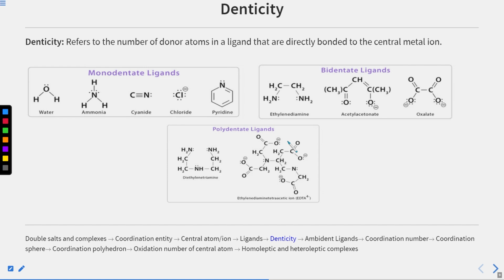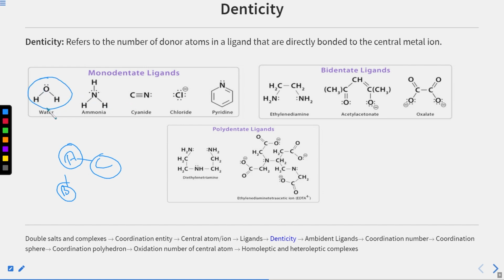So let us assume that we have a ligand, say ABC. Now there is a chance that A can donate electrons, or A and B both can donate electrons, or A, B, C, all of these three can donate electrons. Now the number of sites available in a ligand for donating electrons is termed its denticity. Okay, so if I talk about each of these molecules, we have water here.